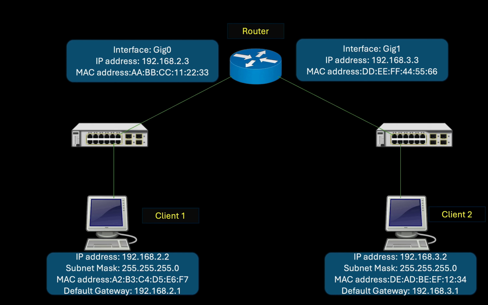If you consider here, client 1 is in 192.168.2.2, which is 2.0 network, whereas client 2 is in 3.0 network. Basically, they are a division of 192.168.0.0 network. Now, to connect these two subnets, we need a router. So the router is going to be the default gateway for this client 1 and client 2.